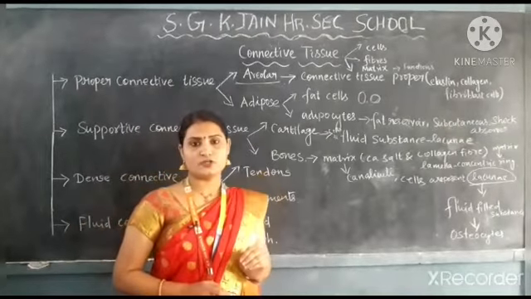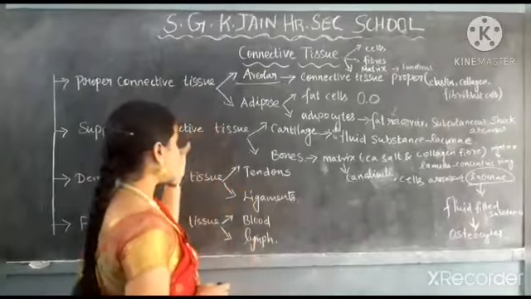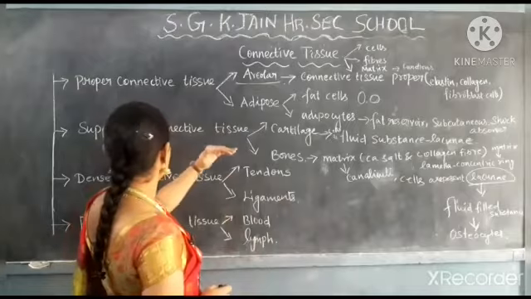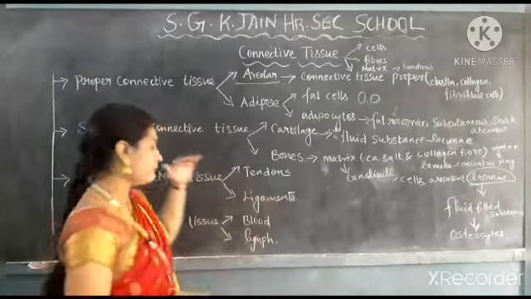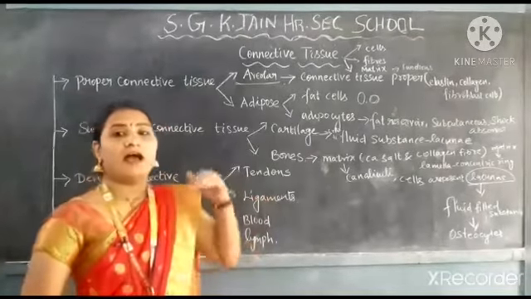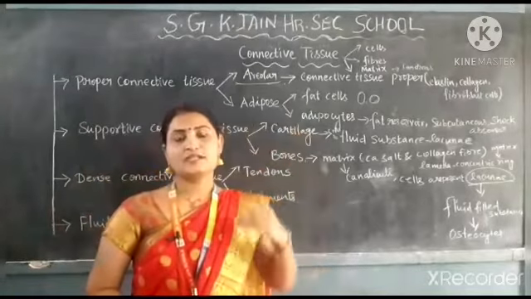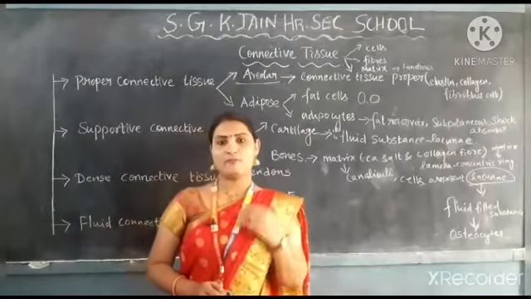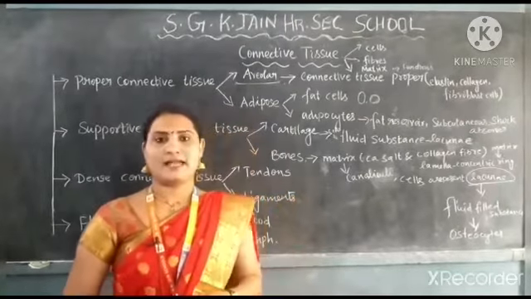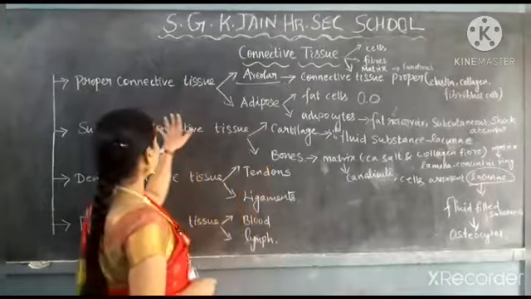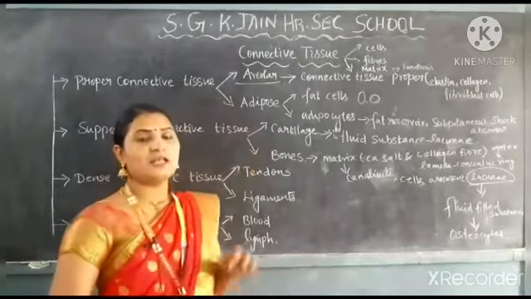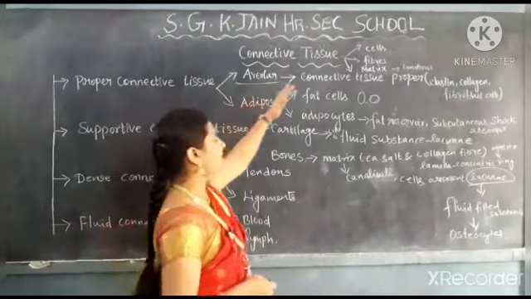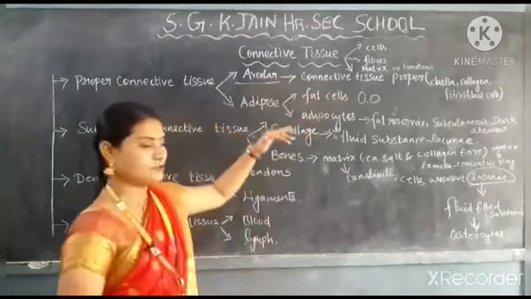These connective tissues are classified into 4 categories: proper connective tissues, supportive connective tissue, dense connective tissue and fluid connective tissues, according to the structure and functions. The first one is the proper connective tissues. This proper connective tissue is further classified as areolar connective tissue and adipose connective tissues.